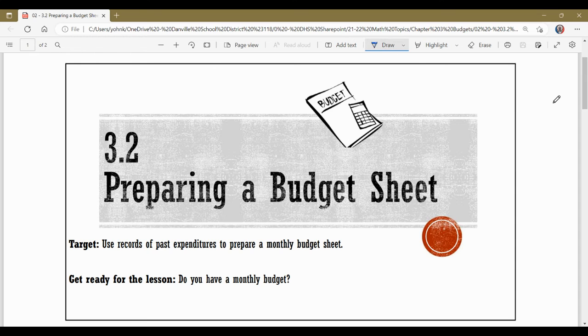Hey kids, welcome to section 3.2, preparing a budget sheet. Today we're going to learn how to use records of past expenditures to prepare a monthly budget sheet.